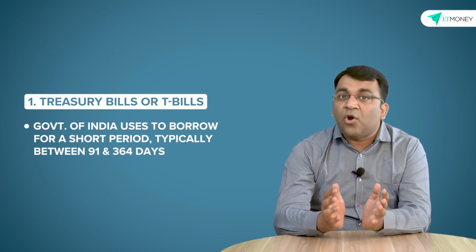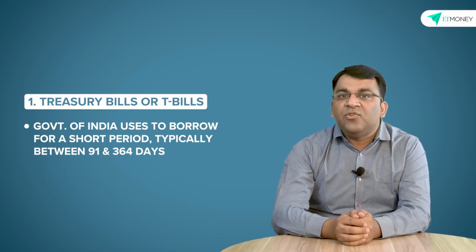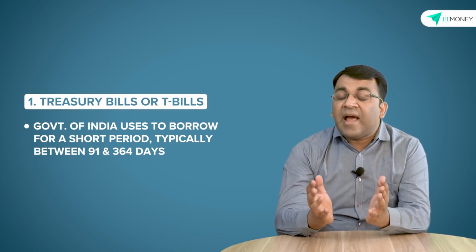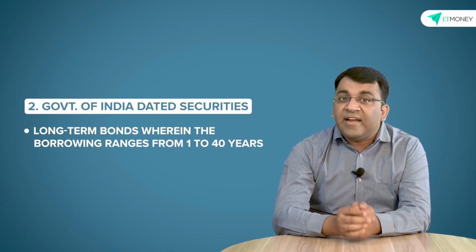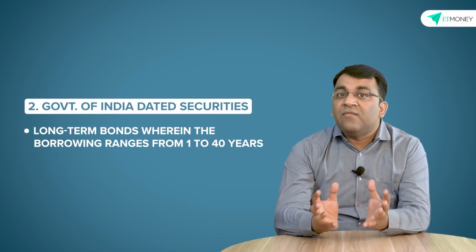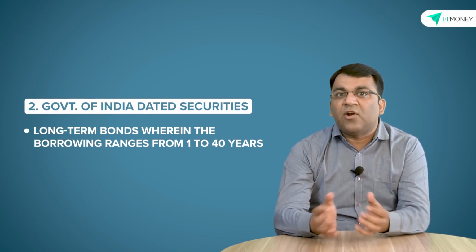Now, the RBI Retail Direct platform allows us to invest in four kinds of GSEC. The first kind are treasury bills or T-bills that the Government of India uses to borrow for a short period of time, typically between 91 and 364 days. The second type of product offered under the platform are the Government of India dated securities, which are nothing but long-term government bonds wherein the borrowing ranges from 1 year to 40 years.